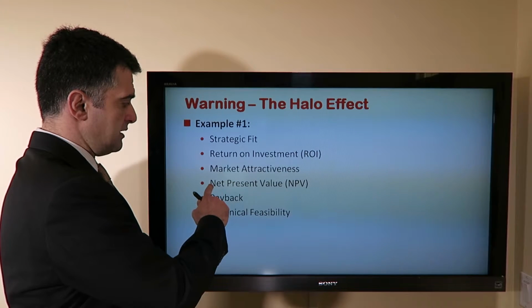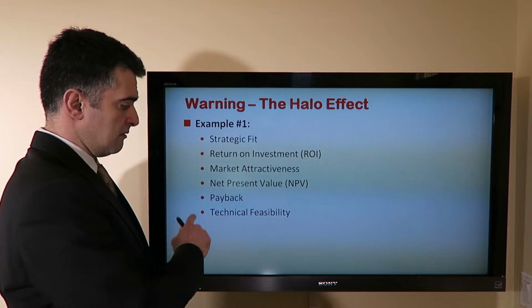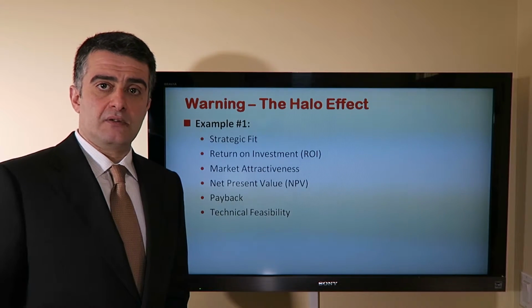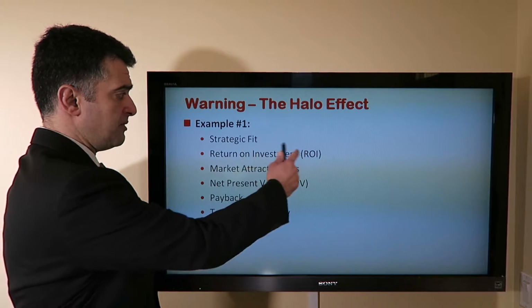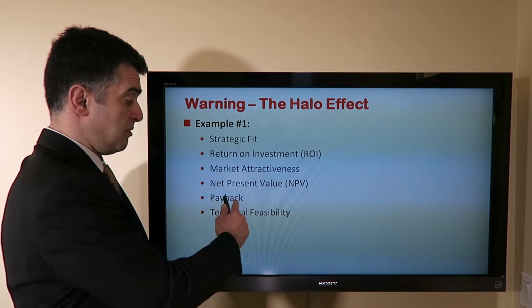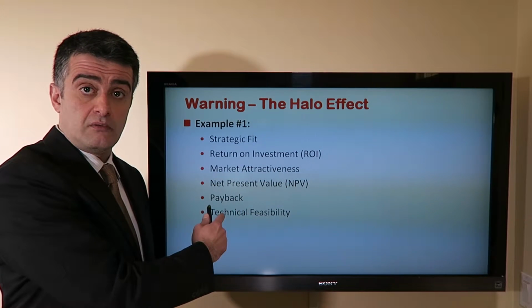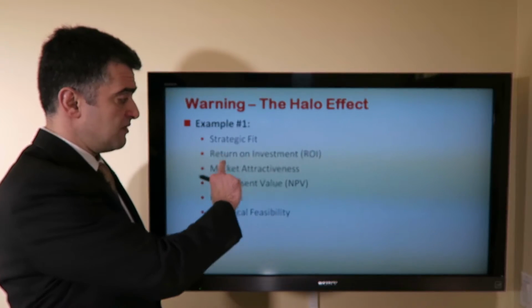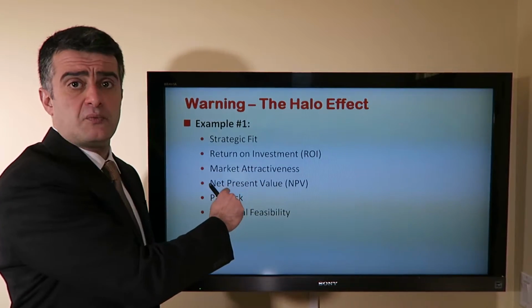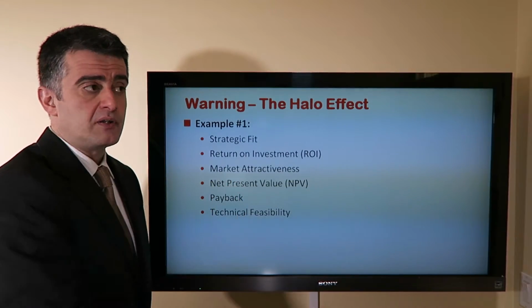Return on investment, net present value, and payback are what we call in statistics highly correlated items. In other words, if your return on investment is high, guess what? Your net present value is going to be high as well, and your payback is probably going to be shorter. So these 3 items are very highly correlated. By the way, market attractiveness, you can argue that ties into this as well. They're highly correlated with the financials.